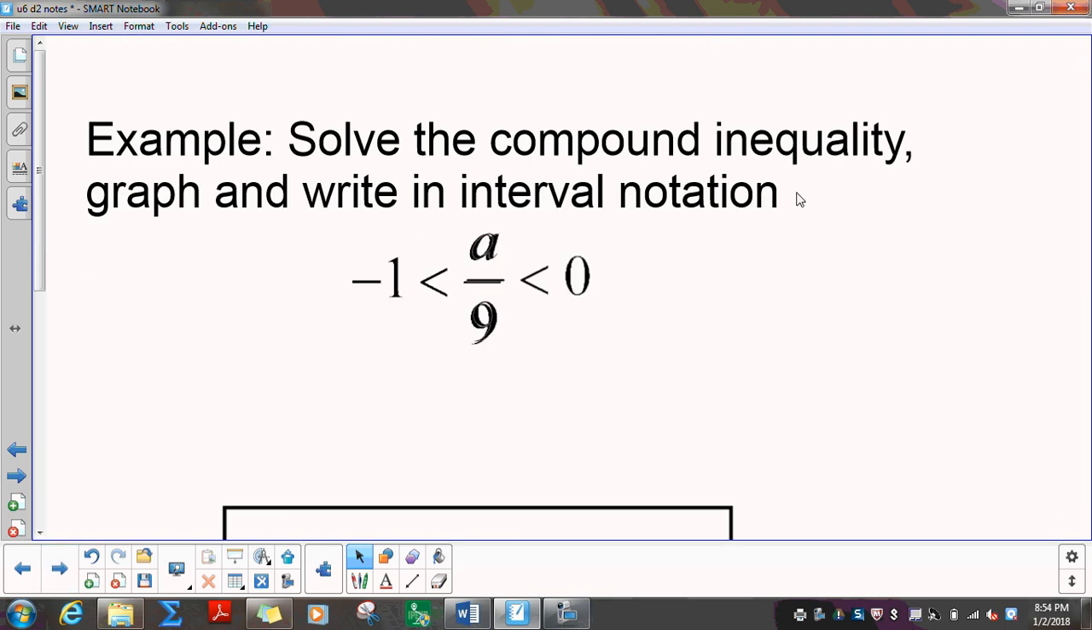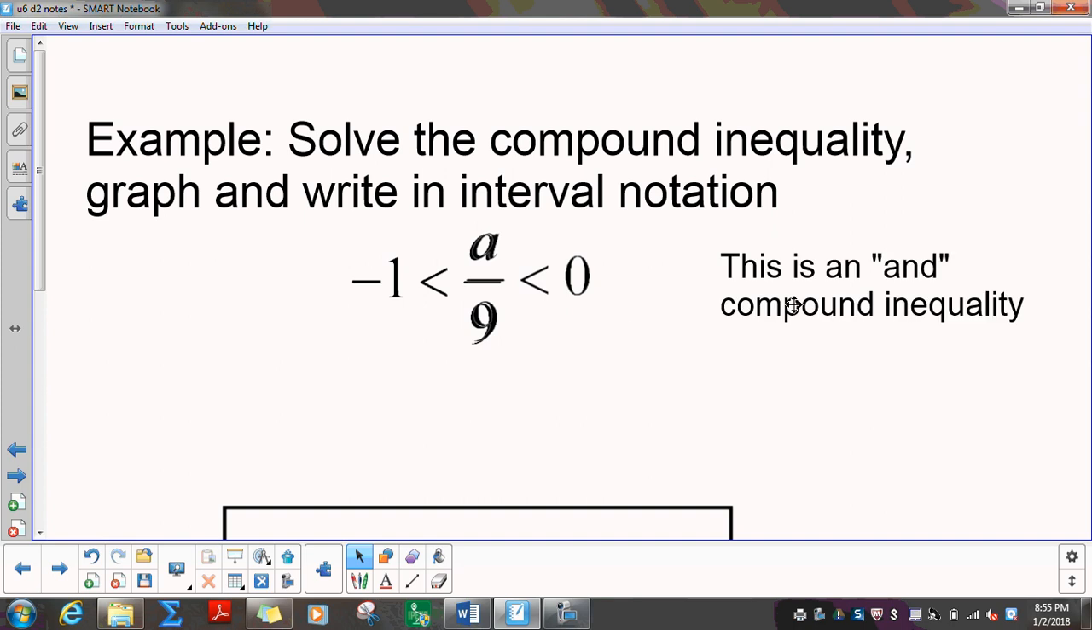We're only going to write in set builder, so that means I'm going to have to do it by hand, which is fine. So we have to solve this. Now this essentially is the compound. This is what compound means. It's put together. So this is two inequalities just merged together, right? Well, it's okay because when it's merged together, that actually tells us specifically what kind of compound inequality it is. And that's an and compound inequality.